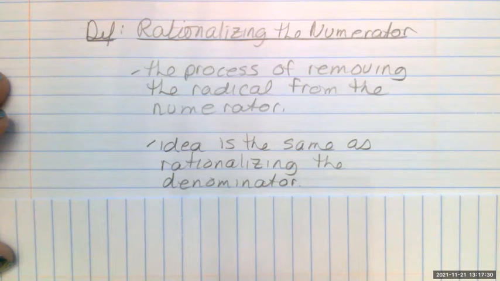As the heading of this video states, we're going to be rationalizing the numerator. This is a process of removing the radical from the numerator. The definition is very much the same as rationalizing the denominator. There's not going to be a lot of new stuff that you're going to learn, except just to see how it works. But overall, it's the same feel as rationalizing the denominator.